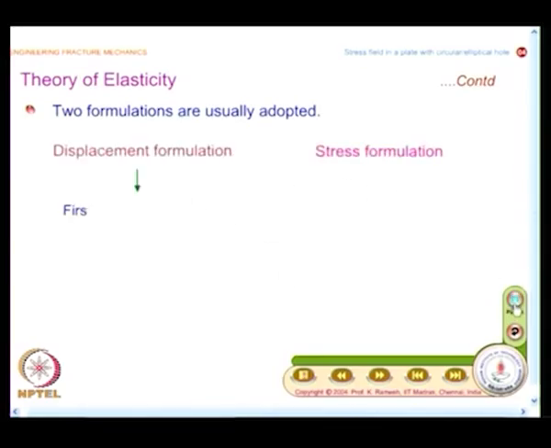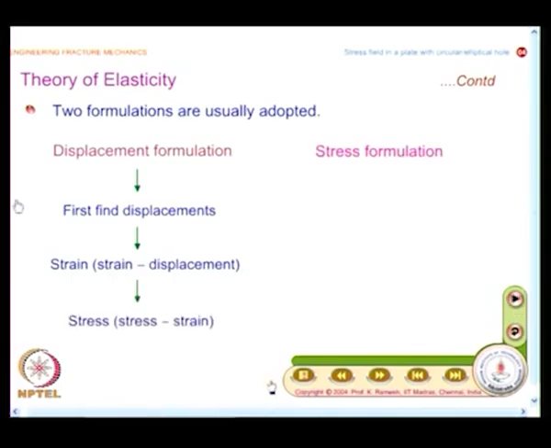Usually two formulations are adopted. You have a displacement formulation, in this you find the displacements first, from displacements you move on to determining strain by invoking strain displacement equations, then finally you get the stress components by invoking stress strain conditions. And the other formulation is stress formulation. In fact, this is more popular for analytical development.